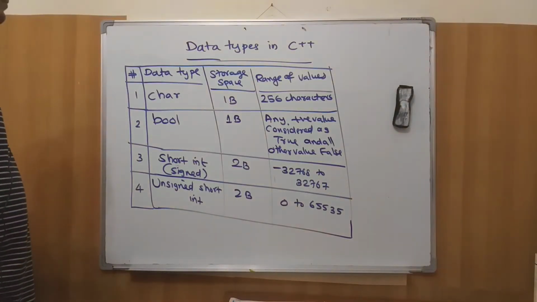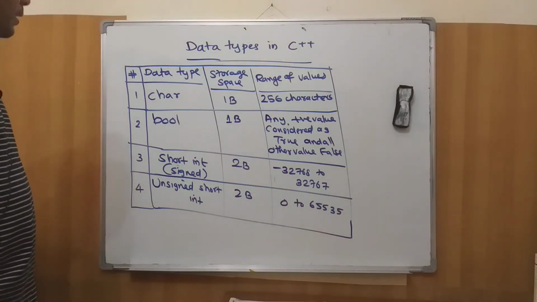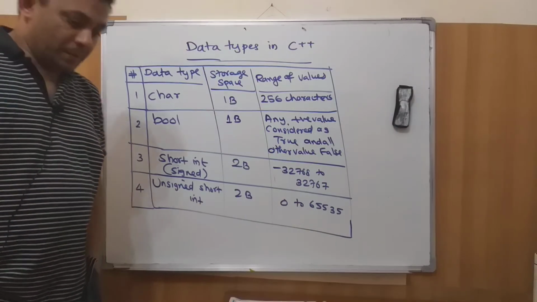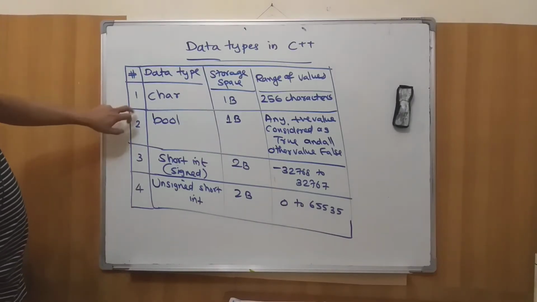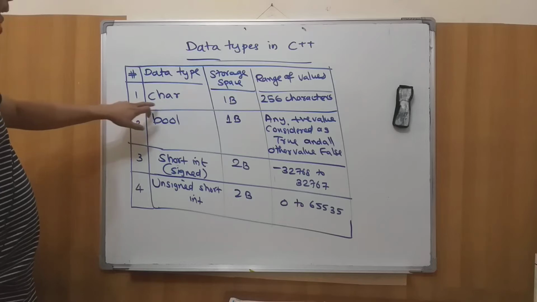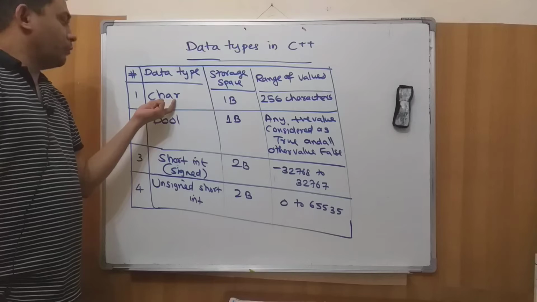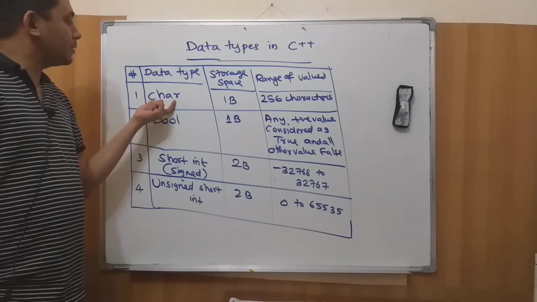My dear students, today we are going to discuss the data types in C++. So we list all the types of data that can be used in C++ programming. The first type of data is called the character type. The short form used for this particular data type is char.